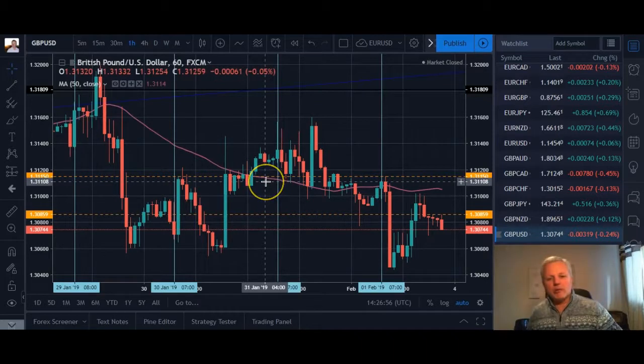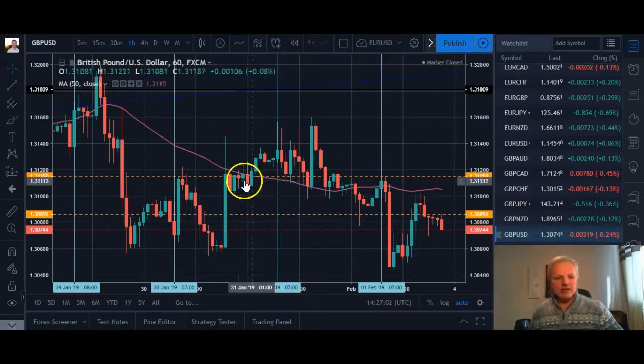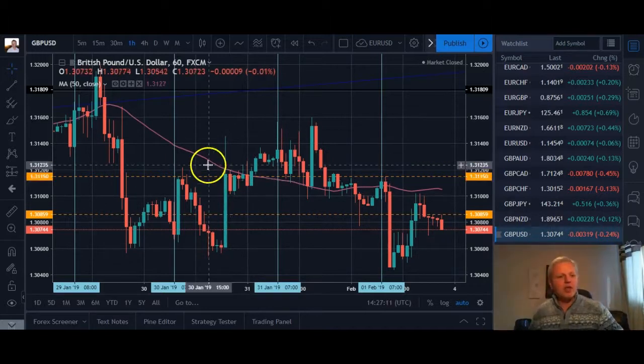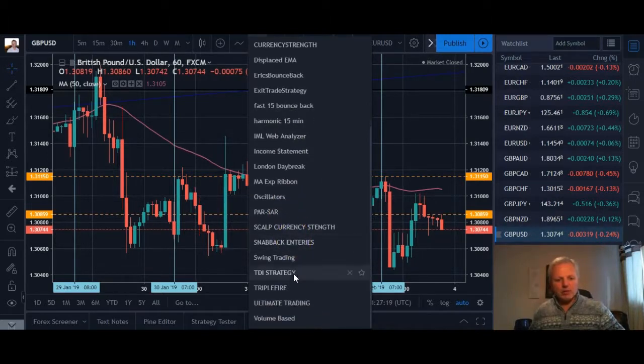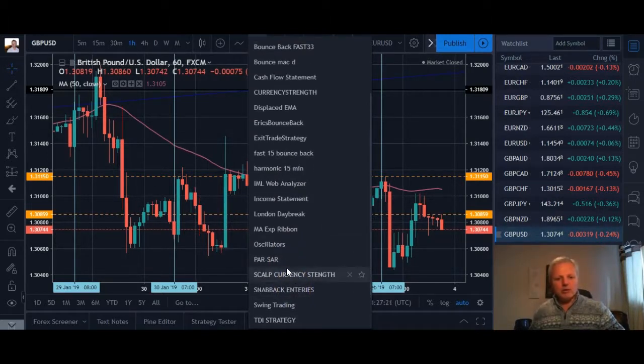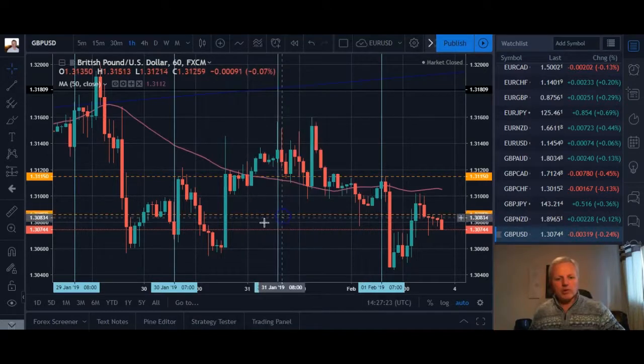In conjunction with that, we use something called a fast indicator, and I'm going to show you a little bit about that as well, which helps tremendously with this trade. So what we'll do first of all, I'll get the fast indicator up, and so there we go.